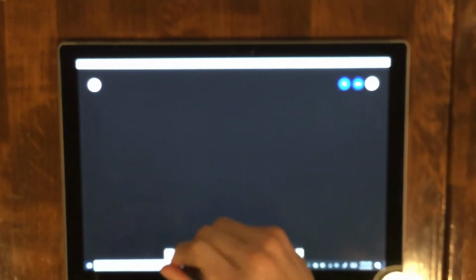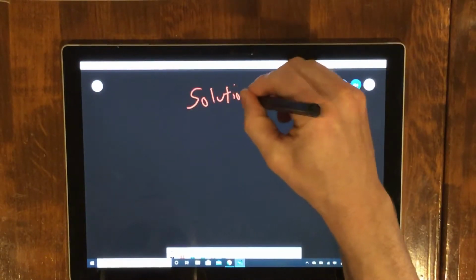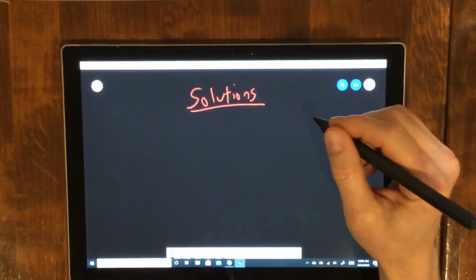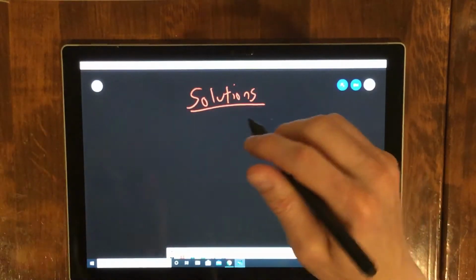So next unit here is on solutions. And I'm just going to try and keep this to 10 minutes here. And then you're going to have a couple worksheets to do.